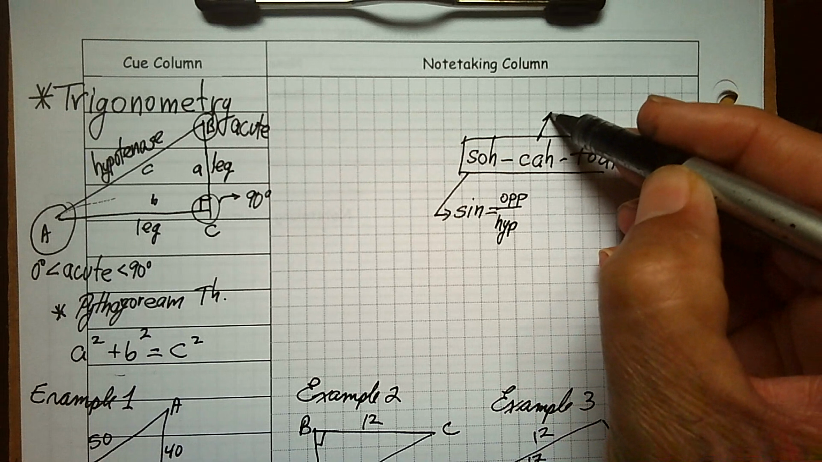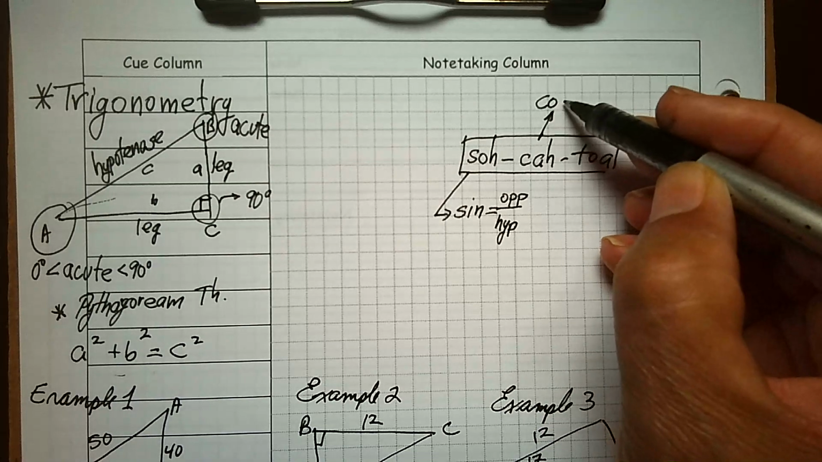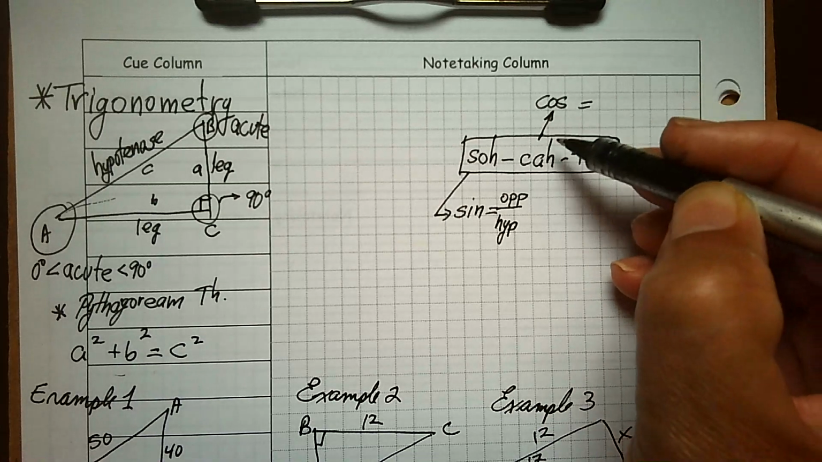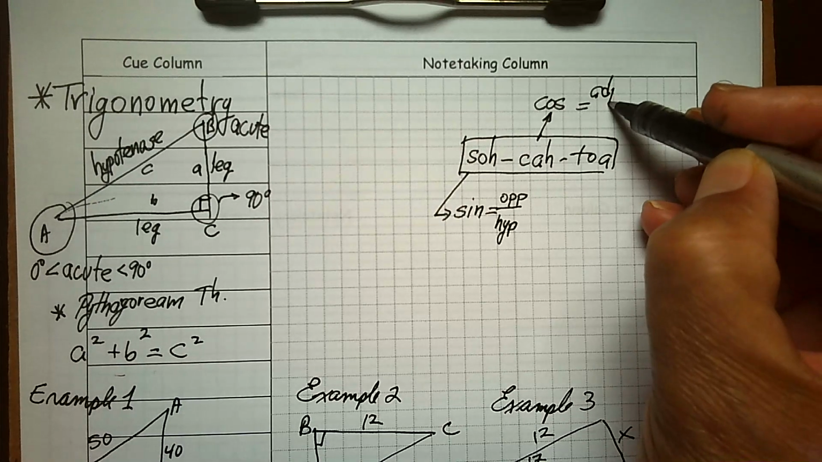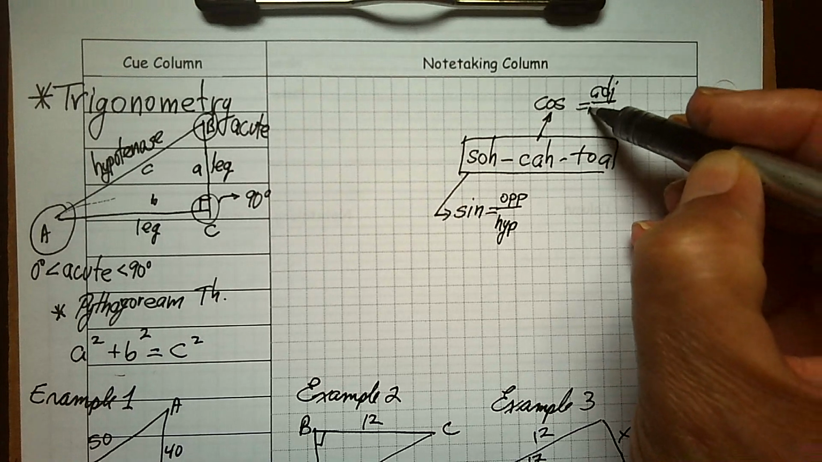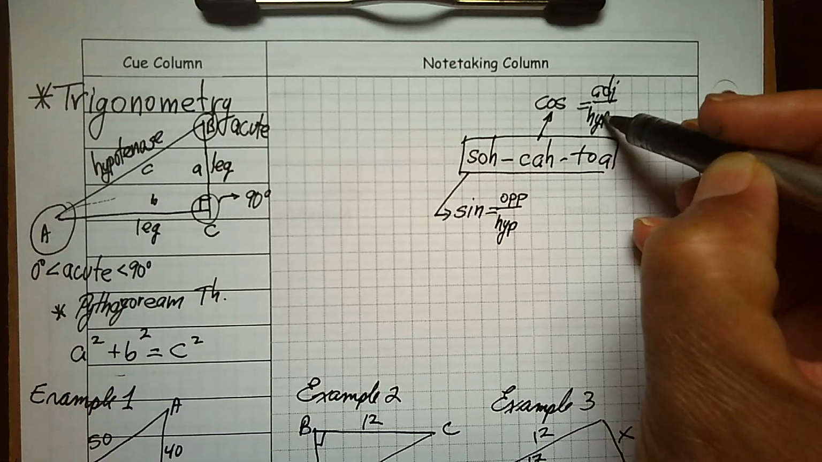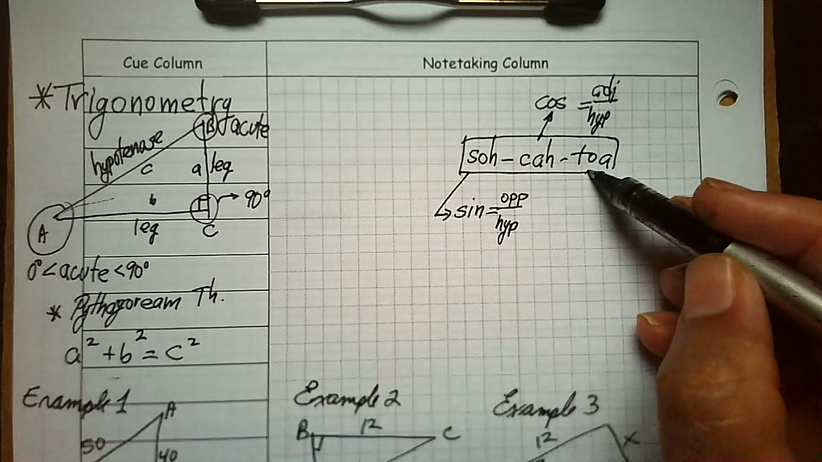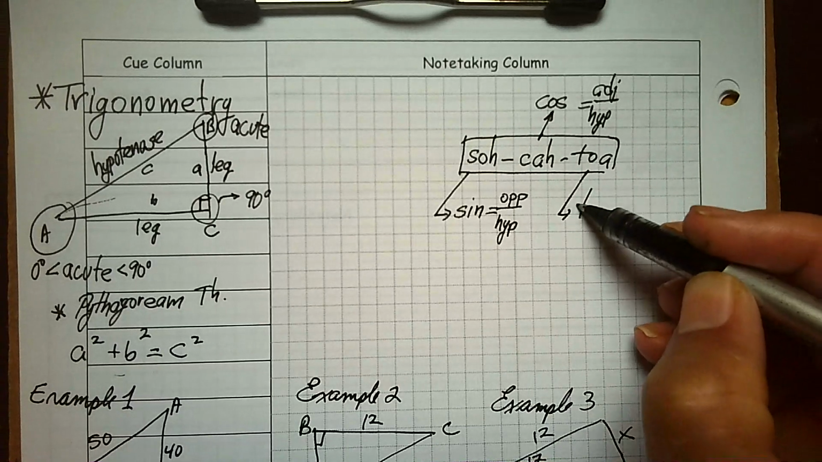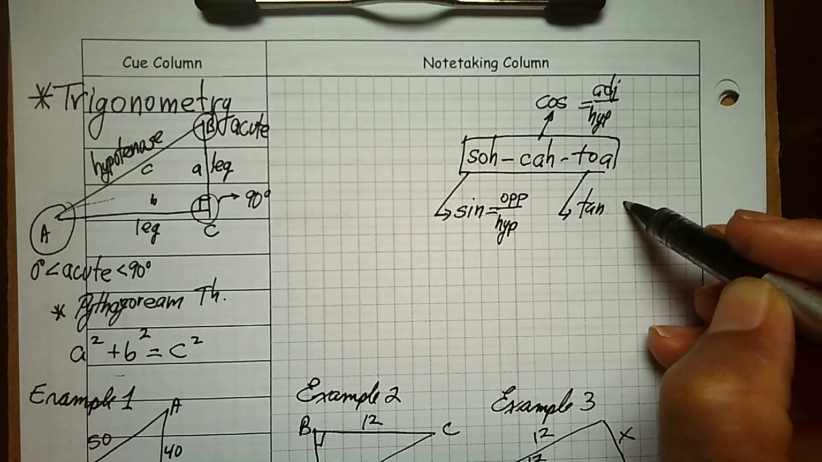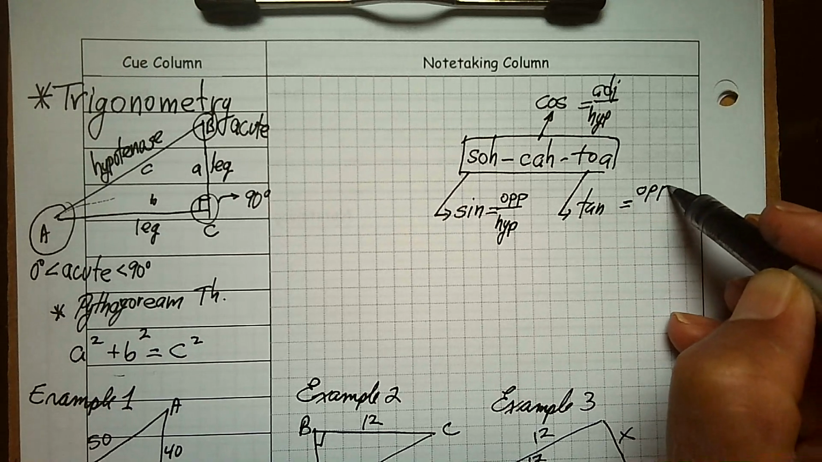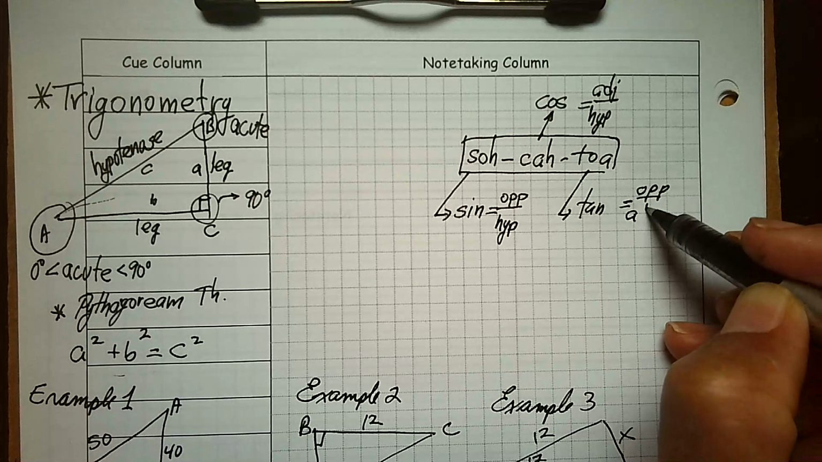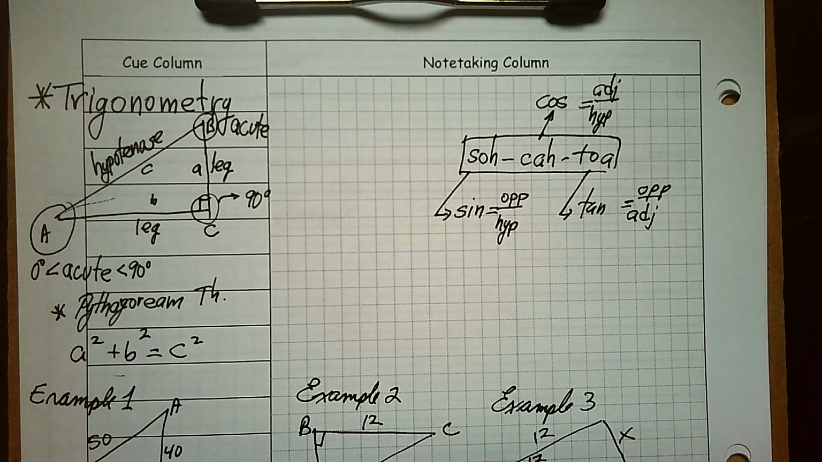Now the CAH: the C is for cosine of any angle, the A is for the adjacent, right next to it, and the H is for the hypotenuse. TOA: the T is for tangent of any angle, the O is the opposite side, and the A is the adjacent side. Okay, now with that, we're ready for the examples.